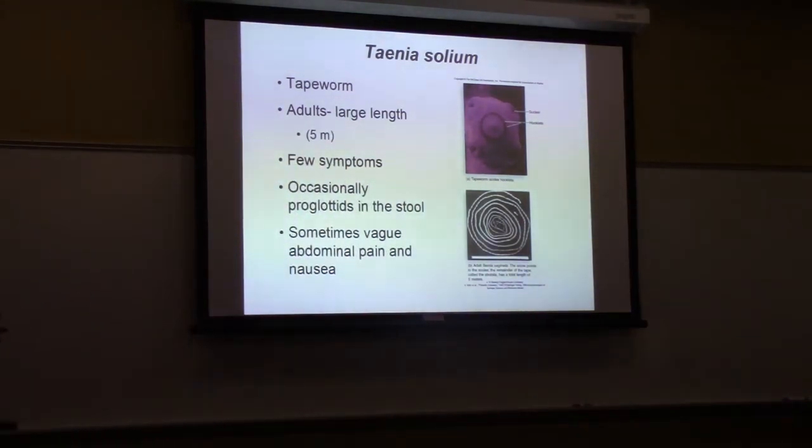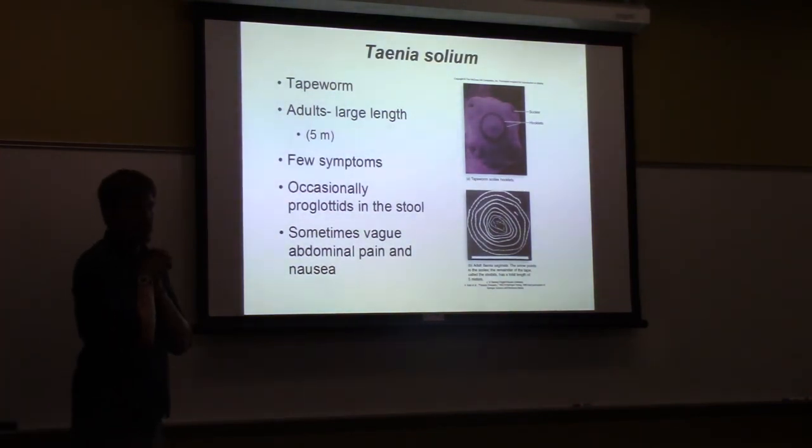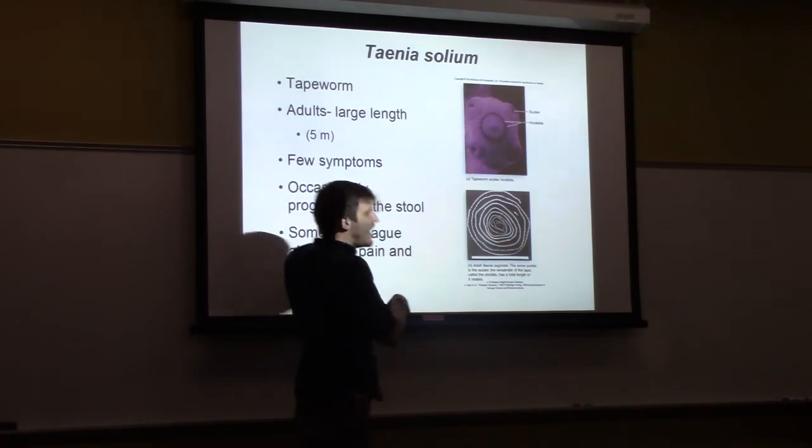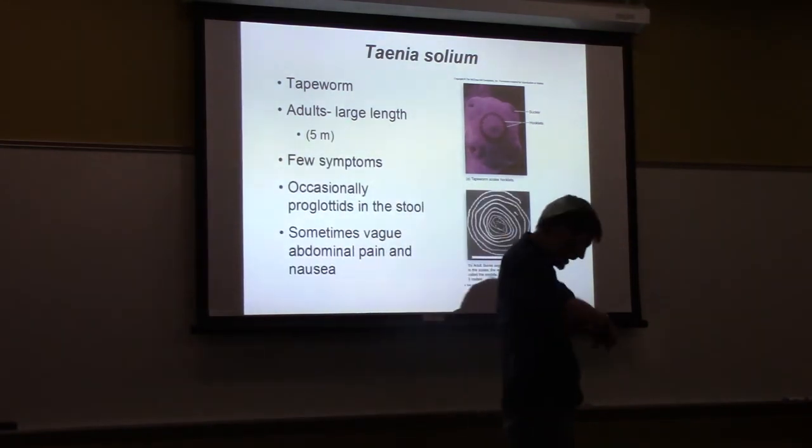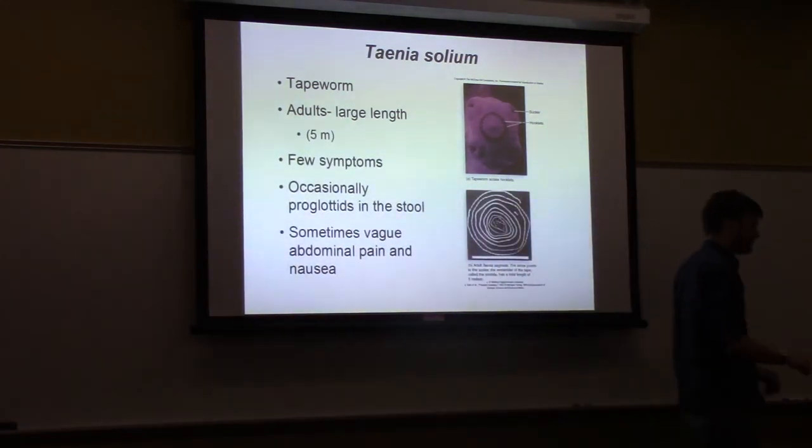Taenia solium. So Taenia solium, also known as the human tapeworm. Okay? So this is the one that most of us think about when we think of a helminth infection. These are those long worms, they can get up to 5 meters in length, and that's because they just snake around the convoluted small intestine.